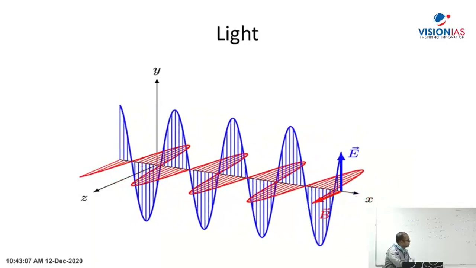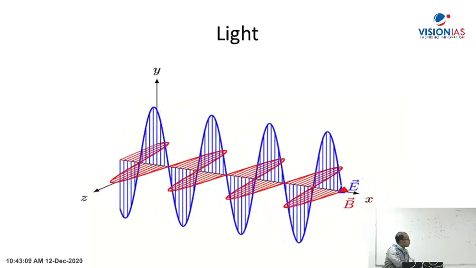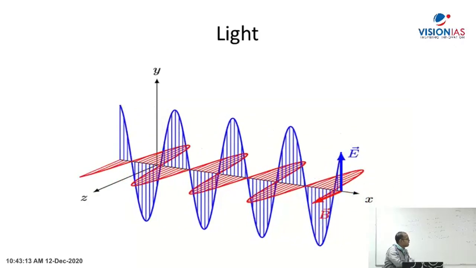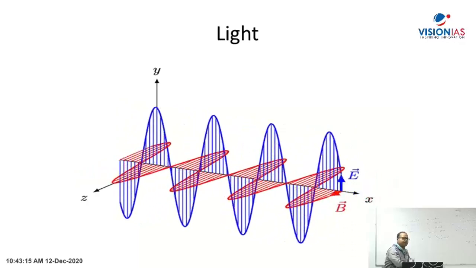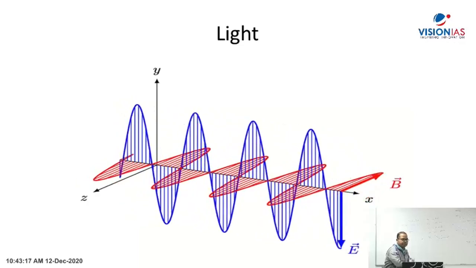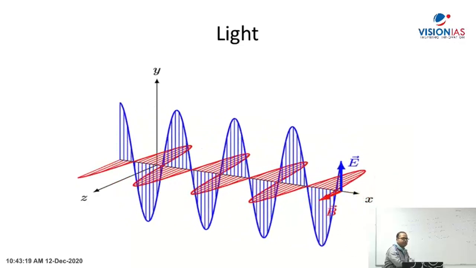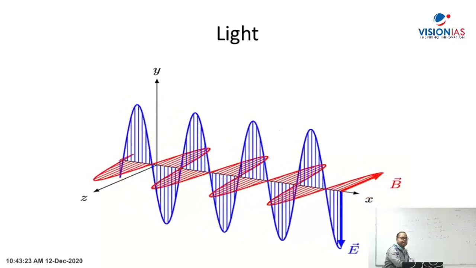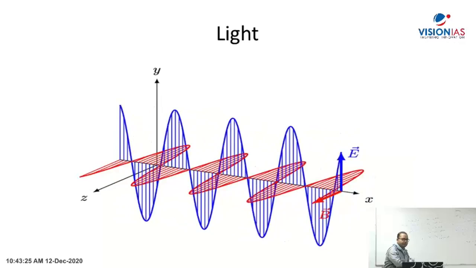Just see in the PPT, the blue one is called the electric field and the red one is called the magnetic field. So both are moving in perpendicular directions. Okay, both are perpendicular to each other, moving forward. So light travels this way, where the electric field and magnetic field are both perpendicular to each other.